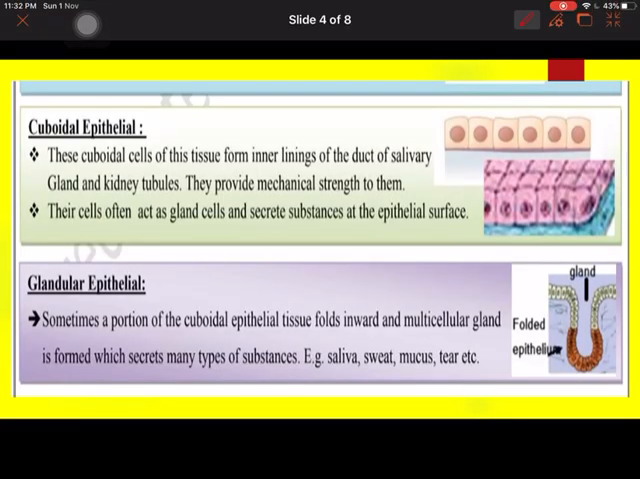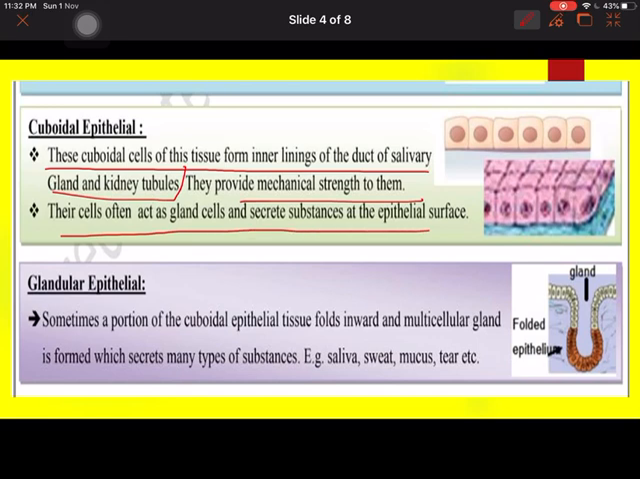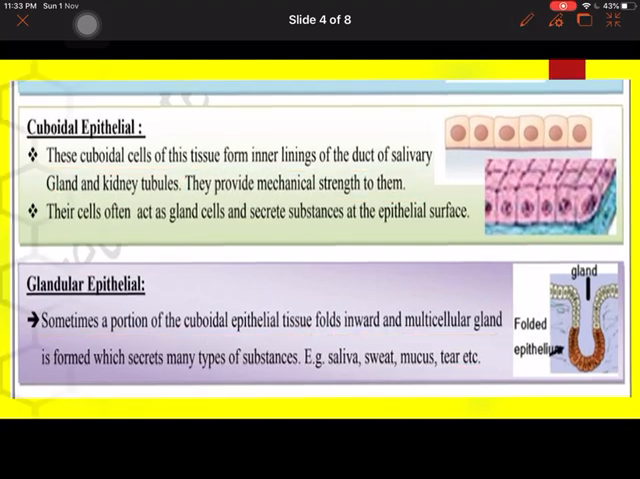Next is cuboidal. The cuboidal cells of this tissue form the inner lining of the duct of salivary gland and kidney tubules. They provide mechanical strength to them, and the cells often act as a gland and secrete substances on the epithelial surface. Now glandular epithelium is just like cuboidal when it folds inside and forms a gland. The main function is secretion, for example saliva, sweat, mucus and tears.